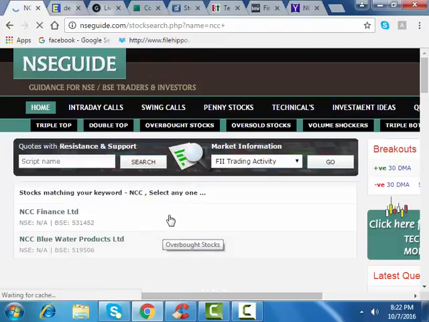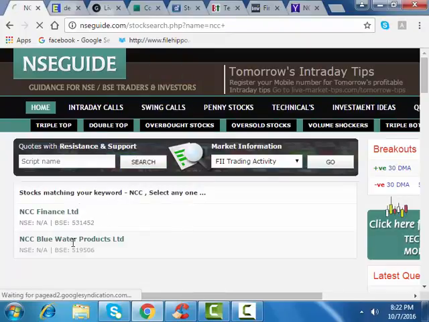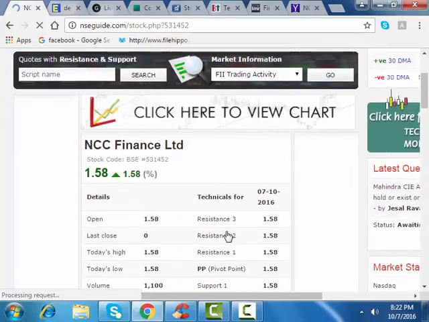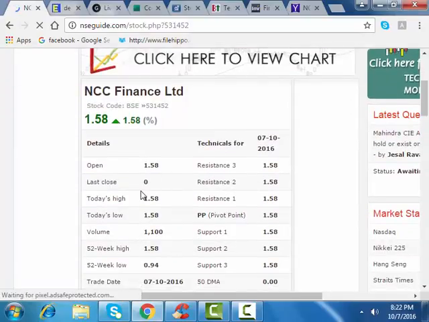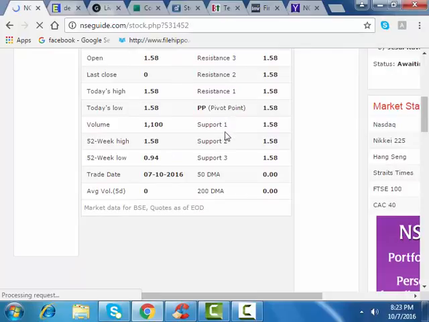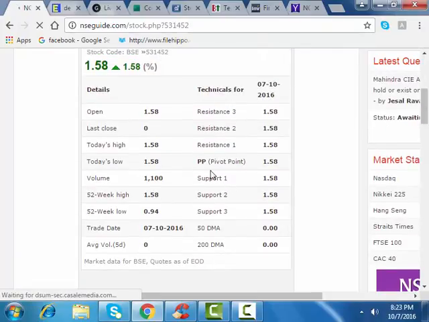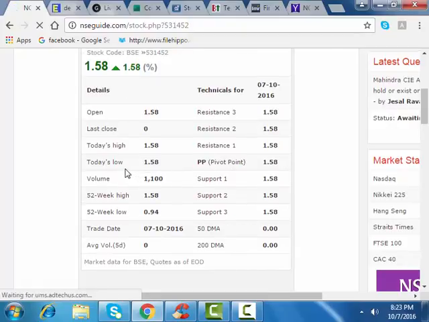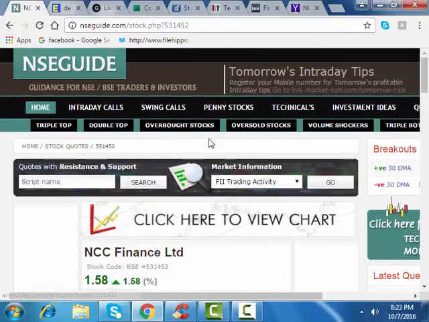See, NCC Finance, NCC Blue Water. So select NCC Finance. Okay, see, it is 1.58 rupees current price, and there are three supports and three resistances. You can see support and resistance of any particular stock on this website.